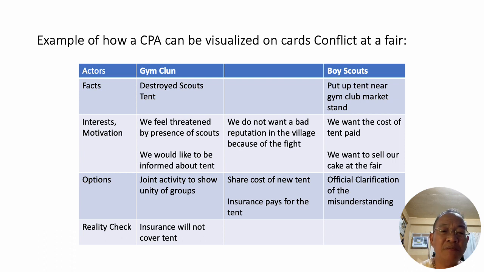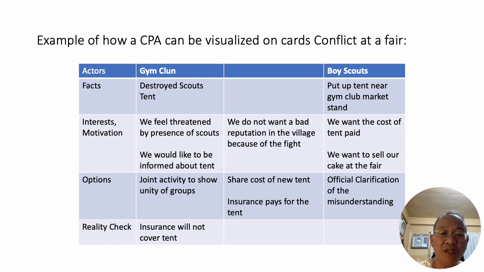So here is an example of how a CPA can be visualized on cards. Conflict at a fair. For example, you have the actors, the gym clan and the Boy Scouts. So you have the facts, the interest, motivation, the options, and the reality check. Facts: destroyed Scouts tent. Boy Scouts put up tents near gym club market stand.